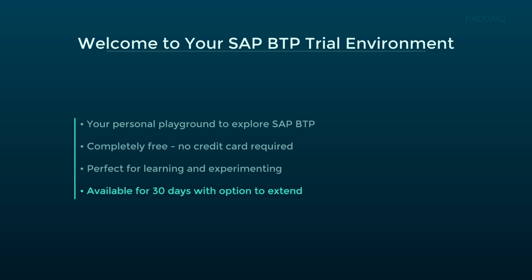Available for 30 days with option to extend. This means you get full access to explore SAP BTP for 1 month and you can request more time if needed. For example, if you are testing a new app prototype and need more development time, you can extend your trial. This flexibility ensures you can complete your learning and testing without pressure.